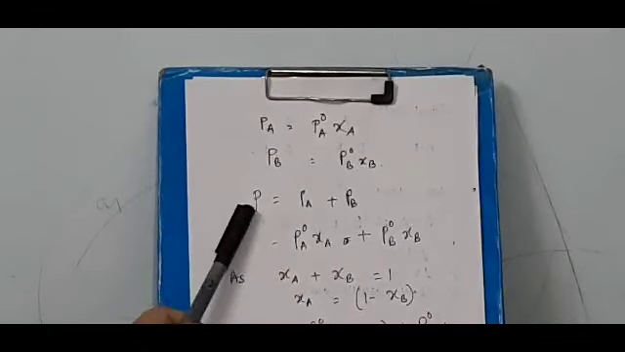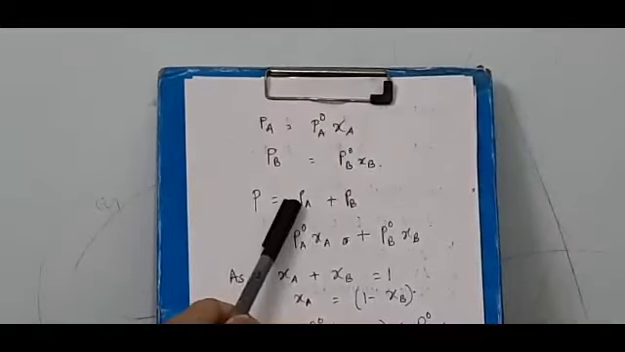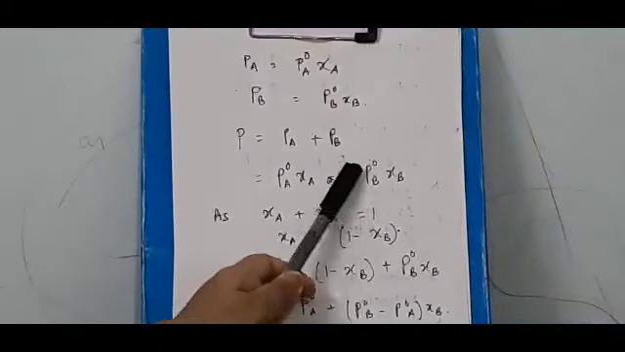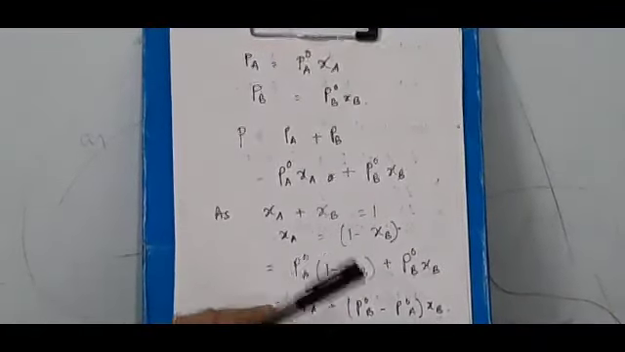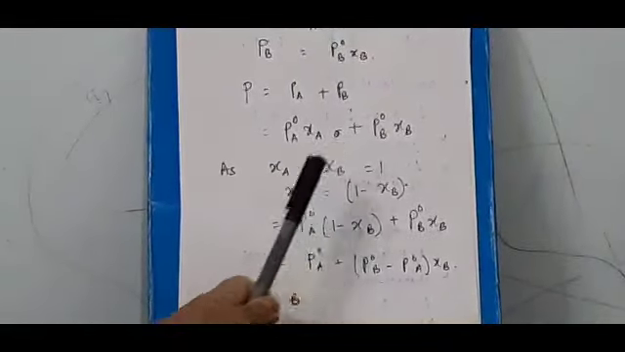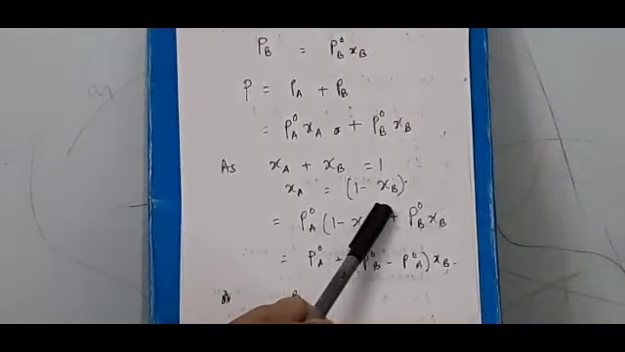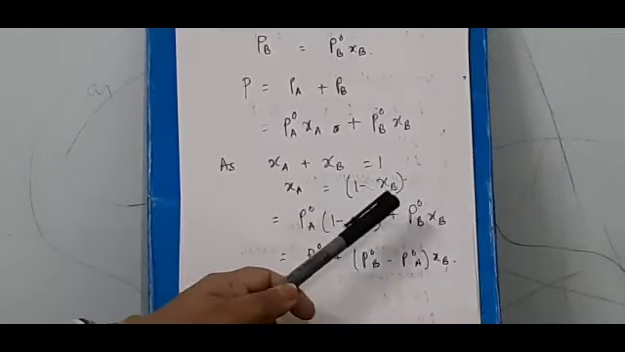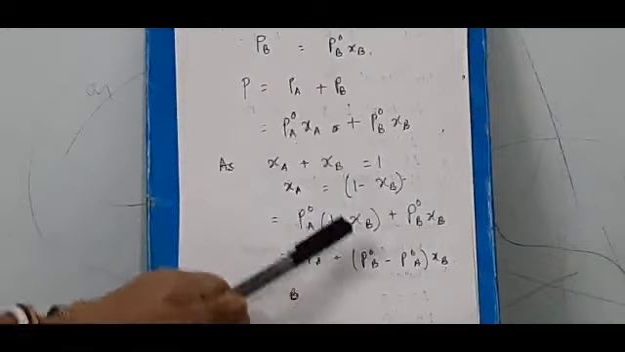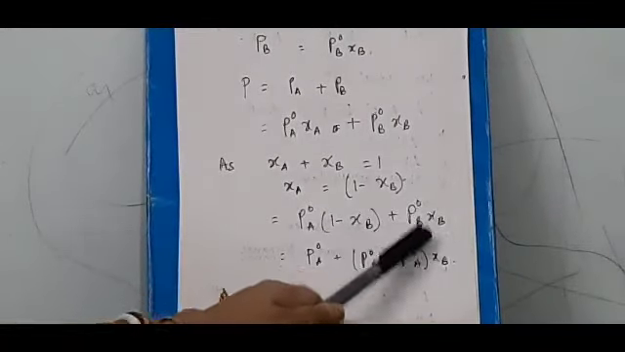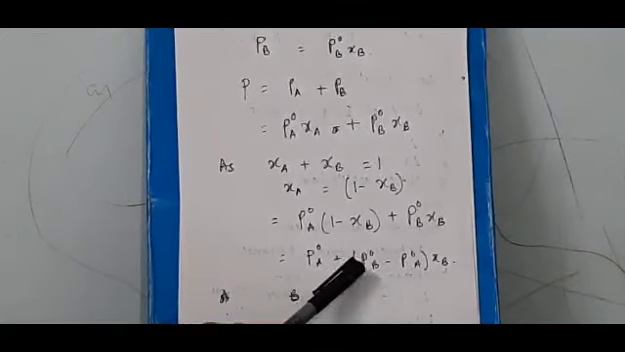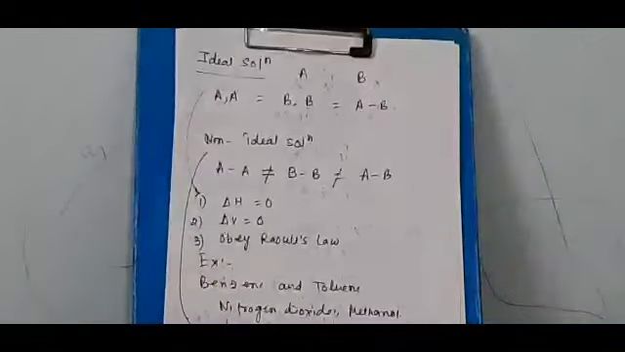So we can write the total pressure P as PA plus PB. In place of PA, we write P0A XA, and in place of PB, we write P0B XB. As we know, the total mole fraction is always 1, so XA plus XB equals 1. In place of XA, we can write 1 minus XB. Now we substitute this value of XA, so we get P0A times (1 minus XB) plus P0B XB, and finally we get the term P0A plus XB common, (P0B minus P0A).